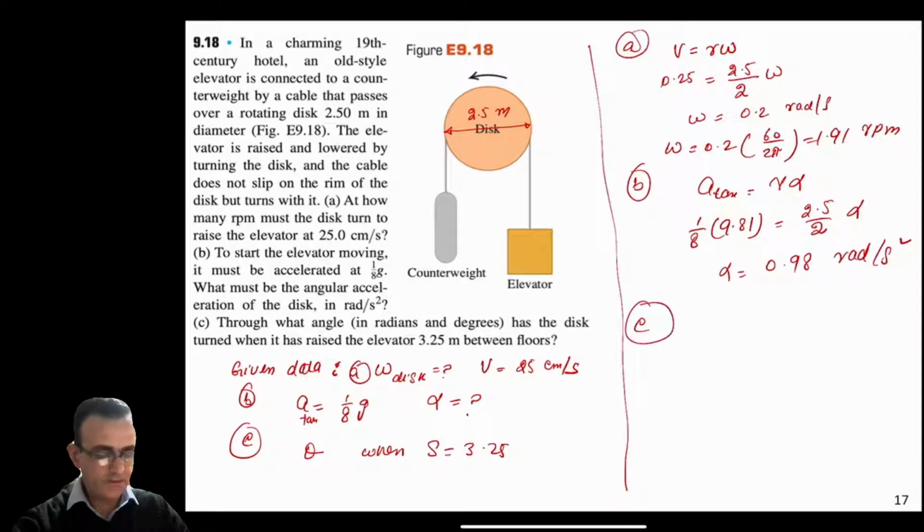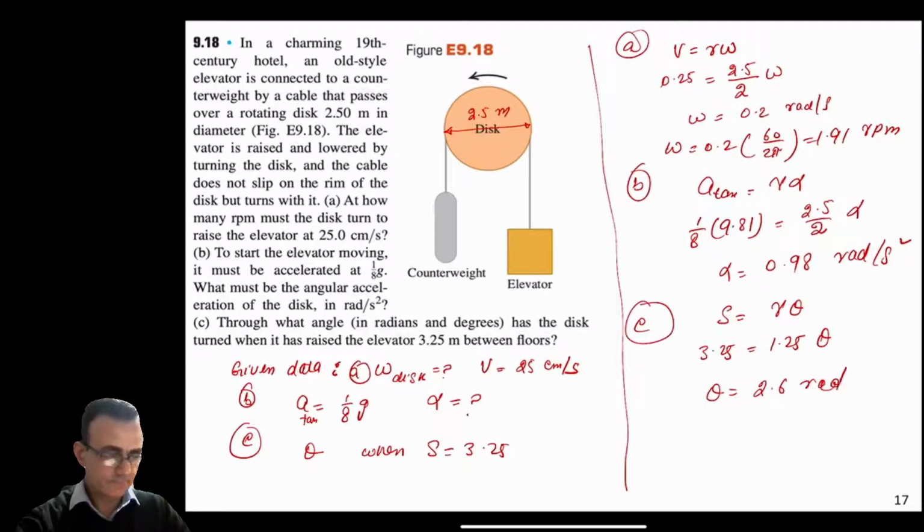And finally you will calculate the angle here. Again, you just use this equation, s is equal to r theta, and you are given s, which is 3.25, and the radius is 1.25, into theta. So theta will become equal to 2.6 radian, which you can also convert into degrees, which will become 149 degrees here.